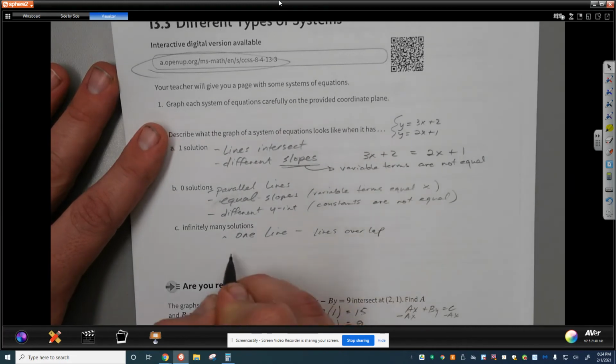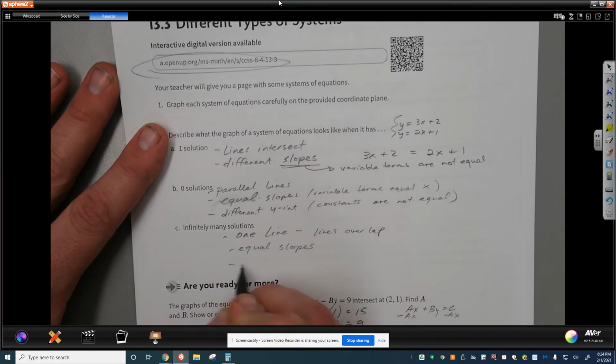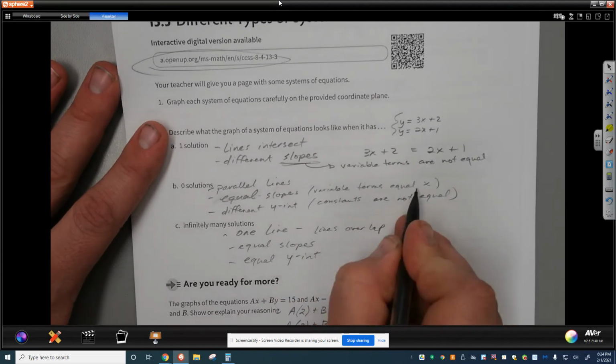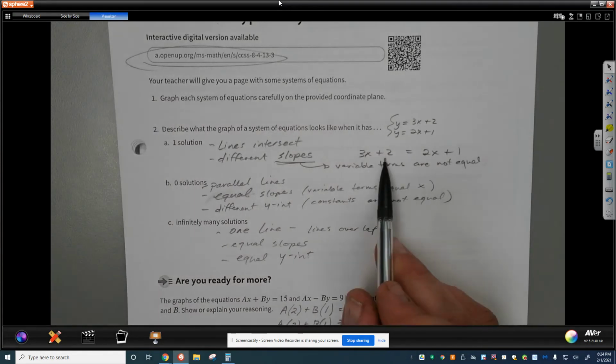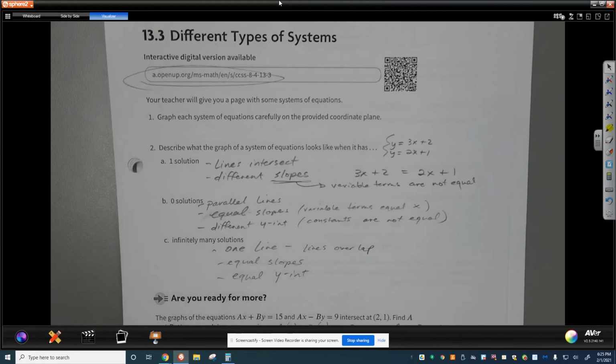And the reason they do this is because we have equal slopes and equal y-intercepts, which means that the variable terms are equal and then the constant terms are equal. Please, please, please remember, this is so much like what we did in the previous lessons of talking about solutions to the equations. So we really need those pieces from the past to be able to help us with this stuff in the present.